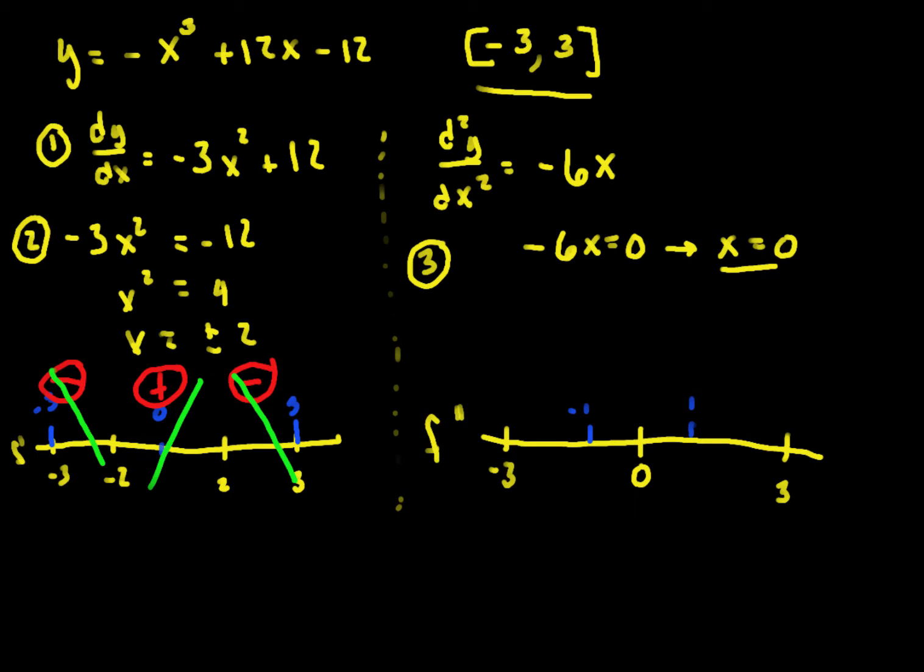If I put negative 1 into the second derivative, so now this is the sign graph for f double prime, I get a positive 6, so it's positive in the interval from negative 3 to 0. And then if I put a 1 into the second derivative, I get a negative second derivative in there. And what does that tell me about the graph? Well, it says it's concave up, so the shape has to be something like this. And here it's concave down, so the graph has to have a shape like that.